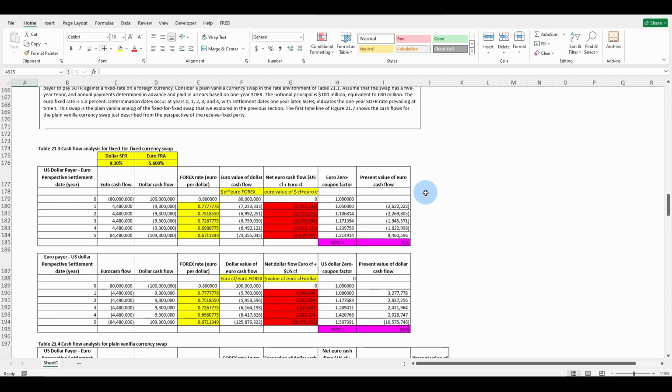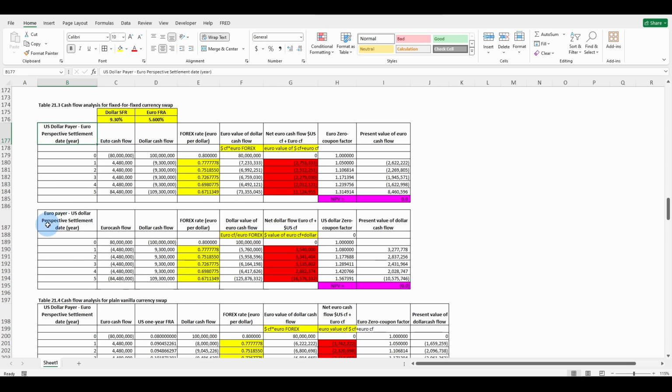So the first example here will be US dollar payer, euro prospective settlement date, and euro payer, US dollar prospective settlement dates. Here we have euro cash flow, dollar SOFR equals 9.3, euro FRA 5.60. We need to make sure this is equal to 0. Here's our euro cash flow, here's our dollar cash flow, and here are our forex rates. No magic here. All we're doing is euros per dollar, and this is just a discount.